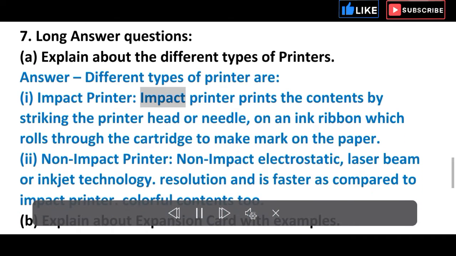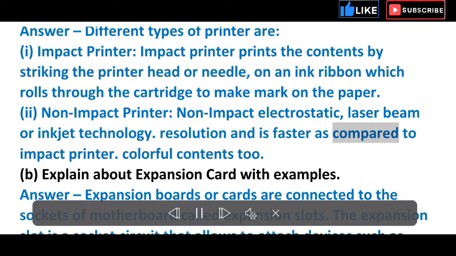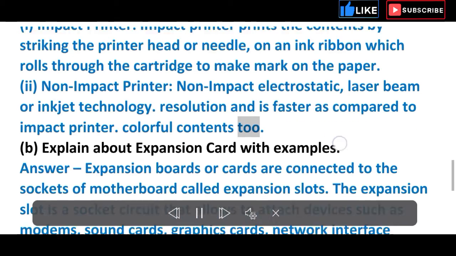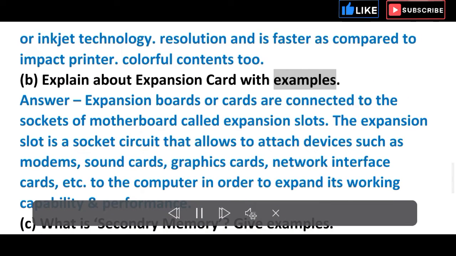Impact printer. Impact printer prints the contents by striking the printer head or needle on an ink ribbon which rolls through the cartridge to make mark on the paper. II. Non-impact printer. Non-impact printers use thermal, chemical, electrostatic, laser beam or inkjet technology. They give high resolution and are faster as compared to impact printer. They print colorful contents too.